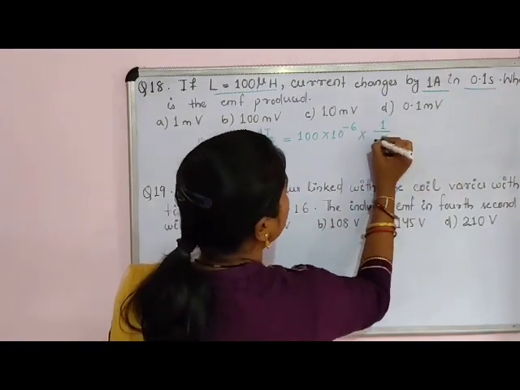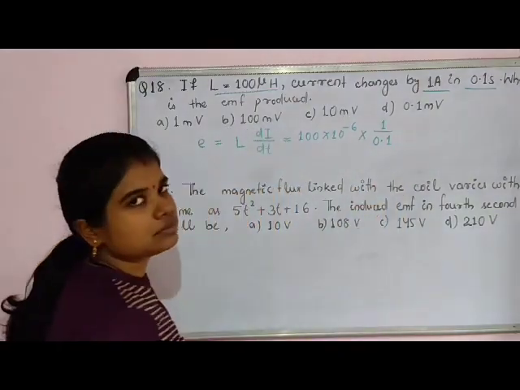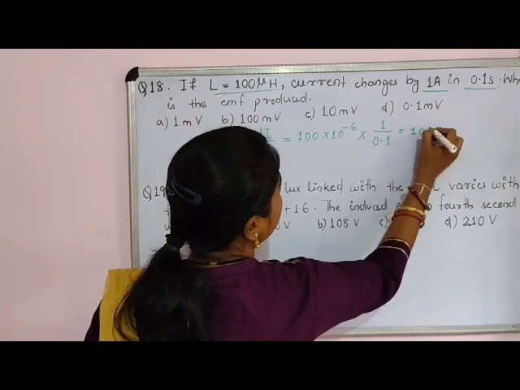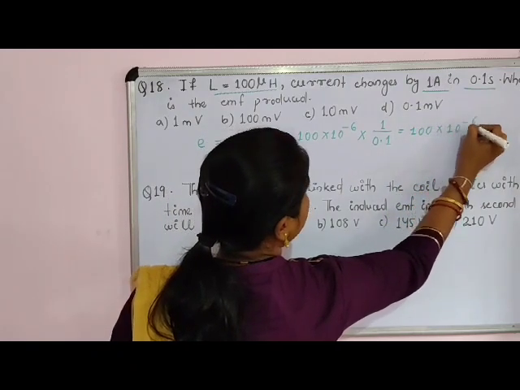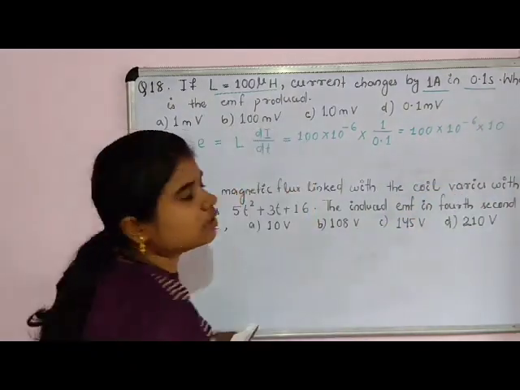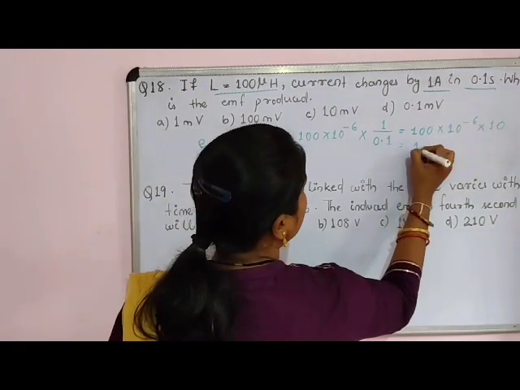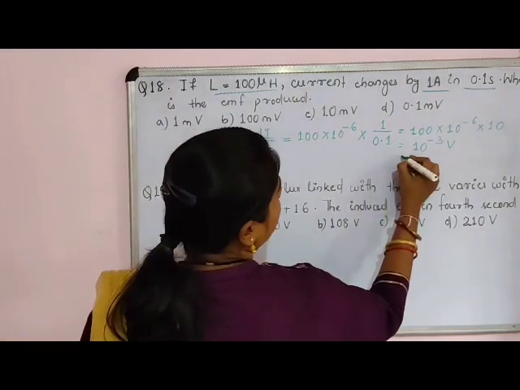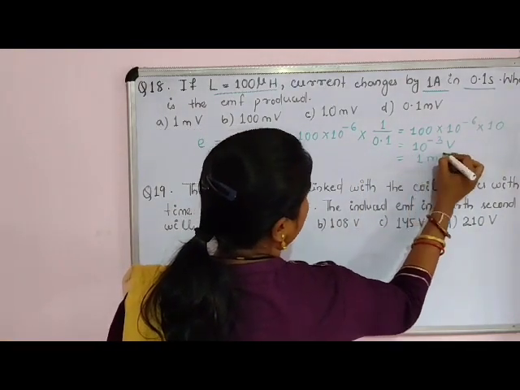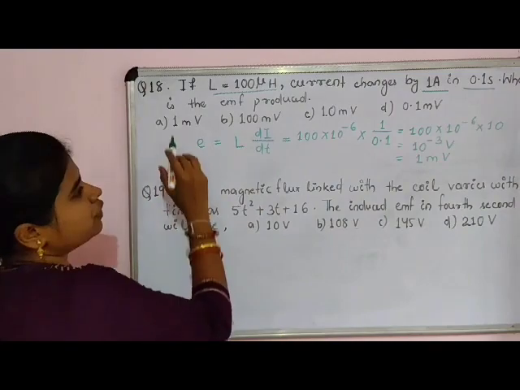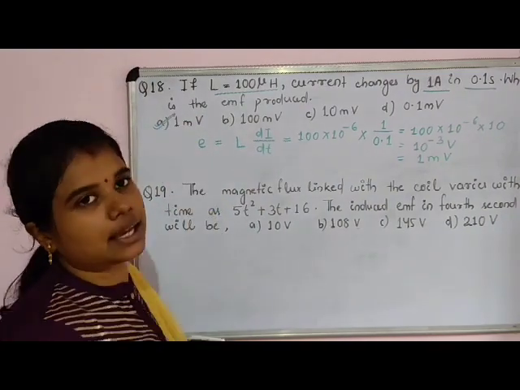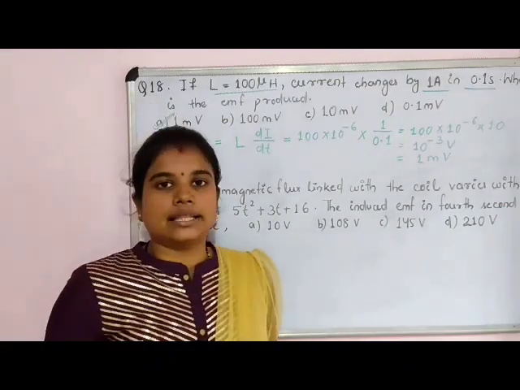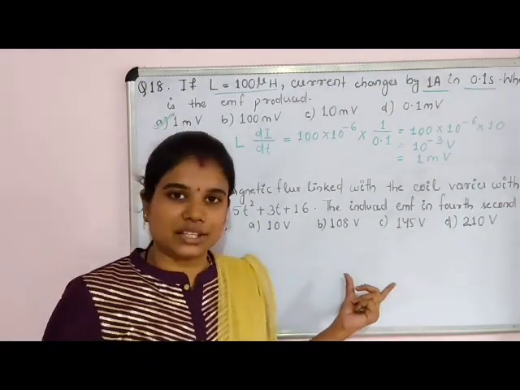So that will be 1 by 0.1. Or simply we can write it as 100 into 10 to the power minus 6 into 10. So that will be equal to 10 to the power minus 3 volt, or we can write it as 1 millivolt. So from the options, this is the correct option or the answer for this question. I think it is clear. Now we will move to the next question.